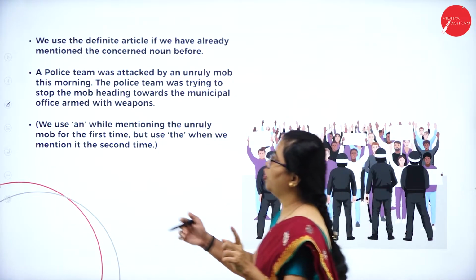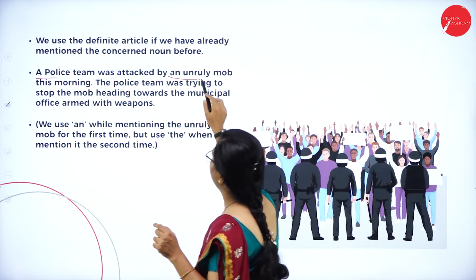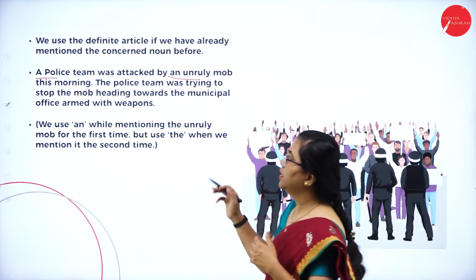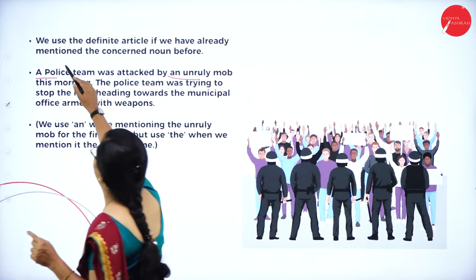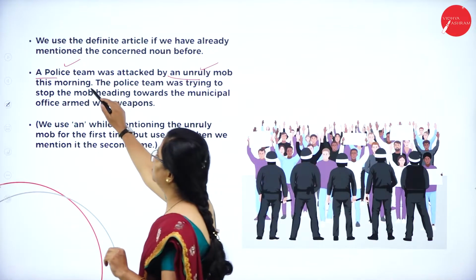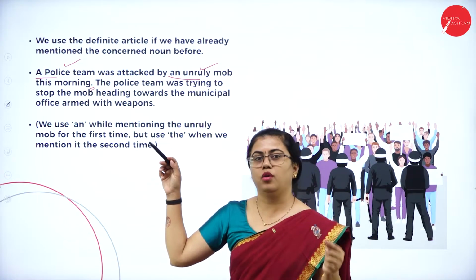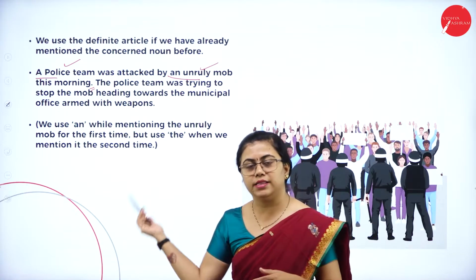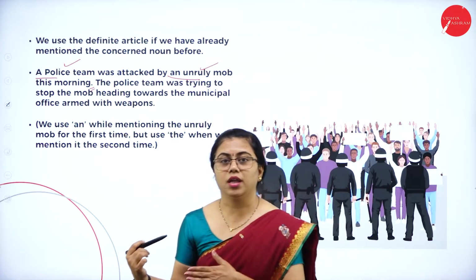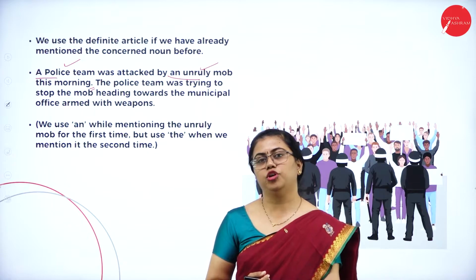Here you can see I have not used a definite article. A police team was attacked by an unruly mob. Unruly means they were ready to attack, with no discipline. Such a mob. This morning, again, I have already spoken about the police team. I have already spoken about the unruly mob, which are nouns. This full stop shows that the sentence ends there. I am talking about the same police team and also the same unruly mob in the second sentence. So here I will use the definite article because I am talking about the same police team and the same unruly mob which we have already referred to in the first sentence.